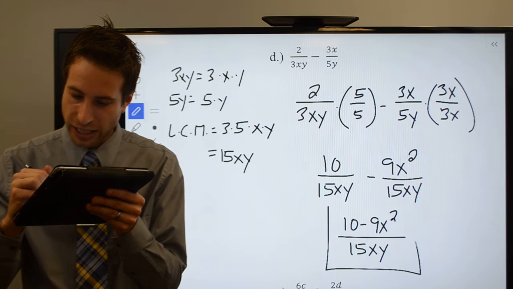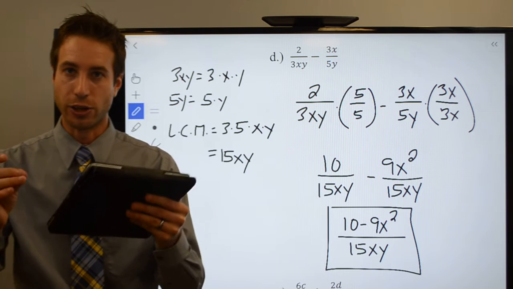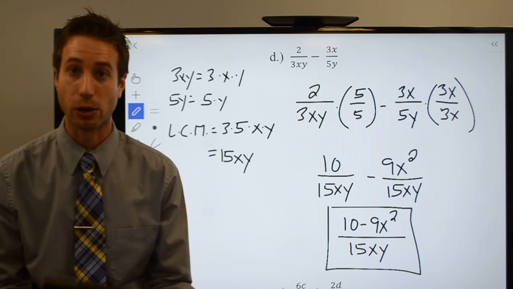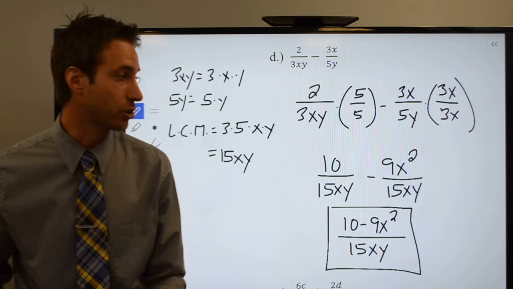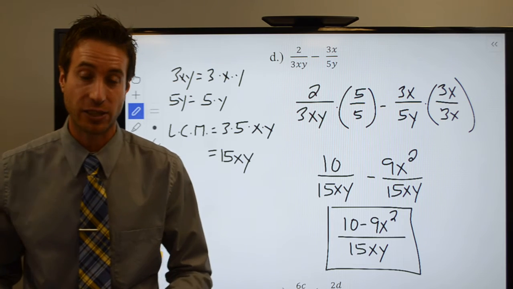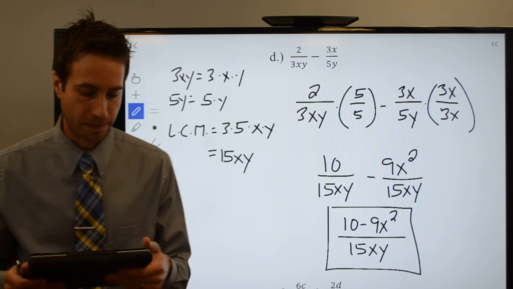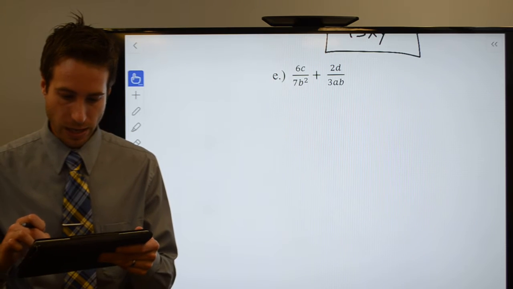And again, you don't even have to check it. You made the common denominator the LCM, the least common multiple. There won't be anything to factor out. You use the LCM. Got another one for you here.